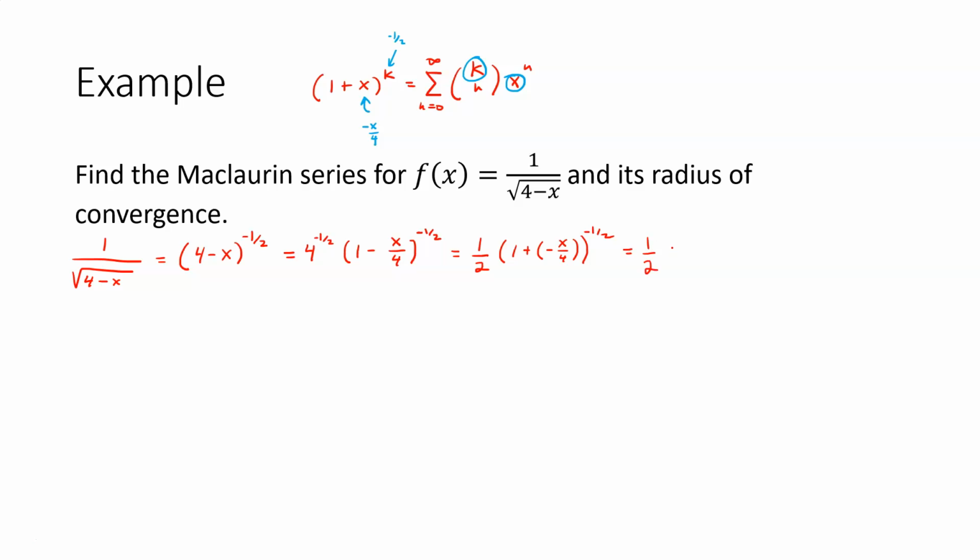It'll be 1/2 times the series from n equals 0 to infinity of negative 1/2 choose n, and then negative x over 4 to the n, which here I'll write a little bit more cleanly. So negative x over 4 to the n I'll write as negative 1 to the n, x to the n over 4 to the n.